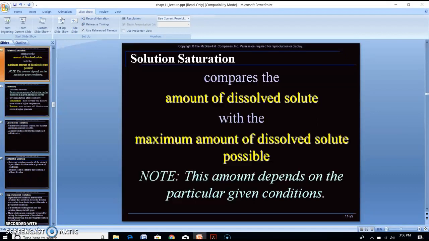So if you change your other conditions, then there is a possibility that it could take a little bit more solute, but we have to make sure that all the conditions are kept constant at a particular temperature or particular pressure. It should be checked.